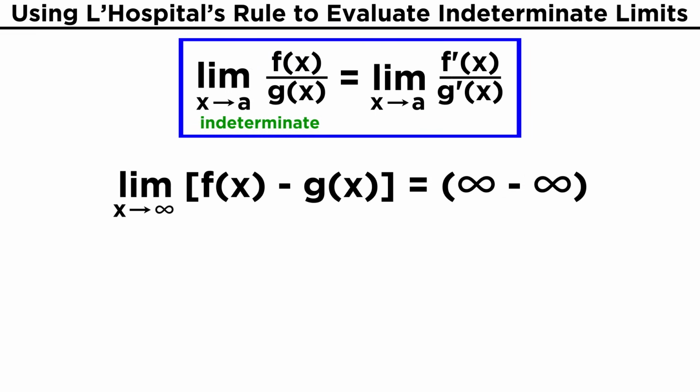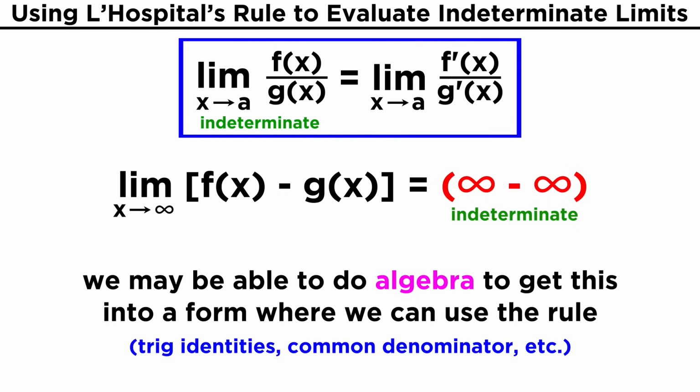We can do something similar with indeterminate differences. If the limit of a difference of functions gives infinity minus infinity, it is impossible to know which infinity wins, to give infinity or 0 as a result. But depending on the functions, we can do algebra to convert this into a quotient, whether by trigonometric identities or by getting a common denominator so that we can apply L'Hopital.